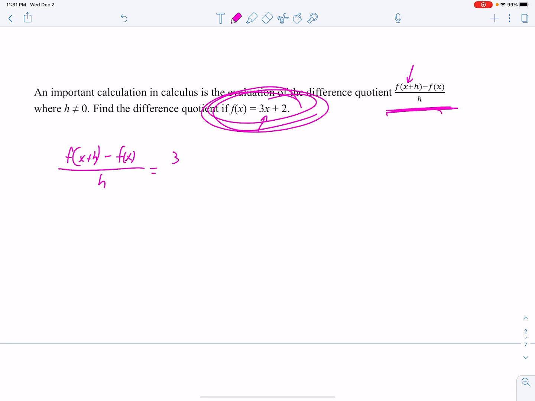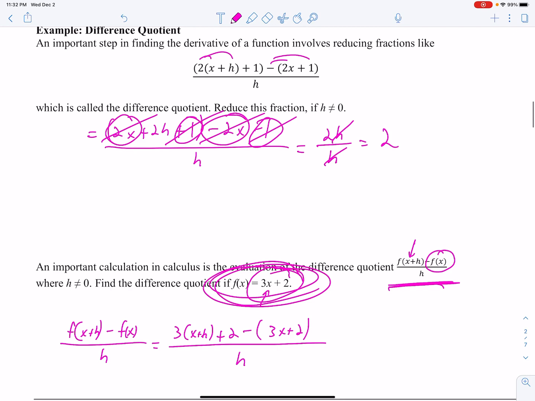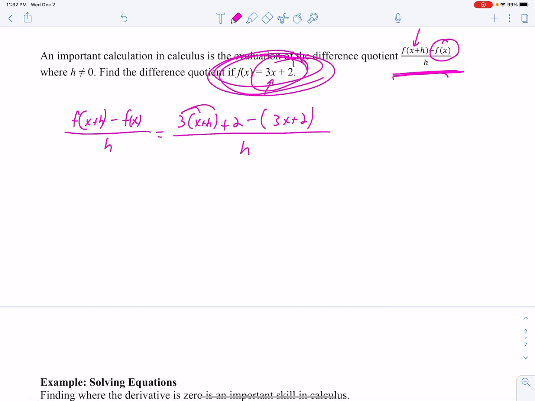Okay? So f of x plus h minus f of x all over h, using this function right here, means 3 times x plus h, right? We're replacing x with x plus h, plus 2. Now be careful here. Minus f of x. This is f of x, right? So parentheses 3x plus 2 all over h. All right, we're going to do pretty much what we did in the last problem, right? Distribute the 3 here, distribute the negative sign there, simplify. All right, so we get 3x plus 3h. Don't forget that plus 2 minus 3x minus 2 all over h.